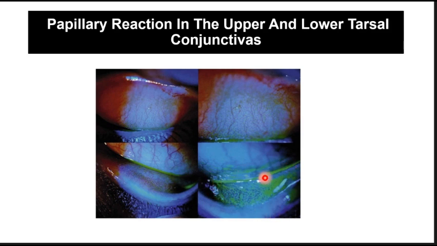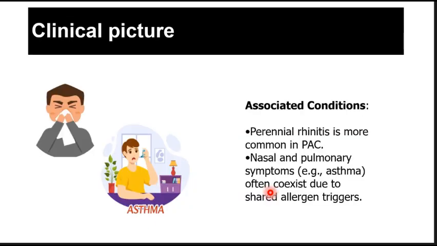If the stain is too much, like seen in here, it basically indicates a severe papillary response. A mild papillary reaction usually will not take staining, but in a severe papillary response the papillae will take up the staining, indicating that there is more damage to the ocular surface. Now, associated conditions: as I told you already, perennial rhinitis is more common with perennial allergic conjunctivitis, and nasal and pulmonary symptoms like asthma can coexist due to shared allergen triggers.